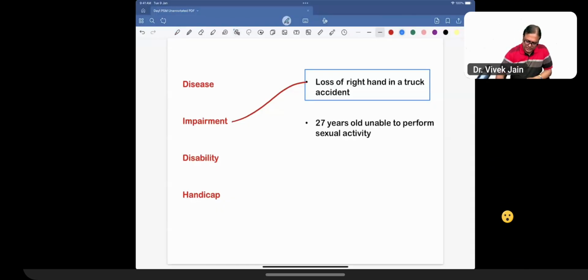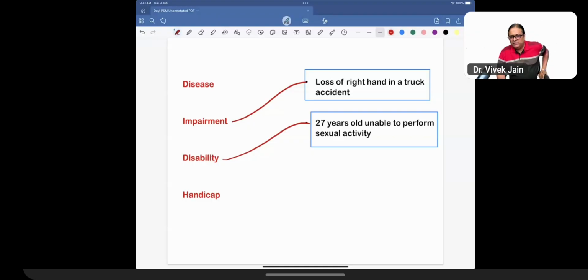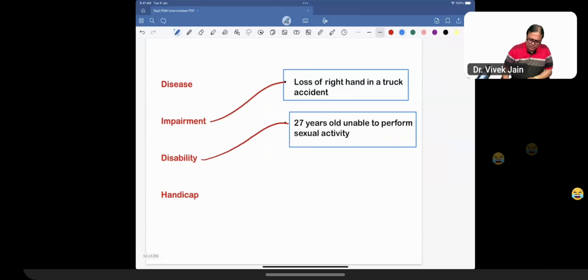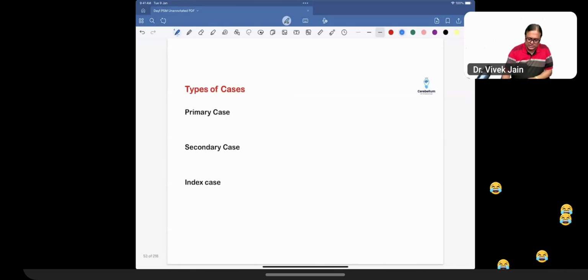Question of your paper. 27-year-old male unable to perform sexual activity. This is a type of disability. If it results in divorce, it will become a handicap for the person or the family. So try to go in a sequential definition wise manner. You'll understand, right? Okay, so spectrum of disease, types of cases.